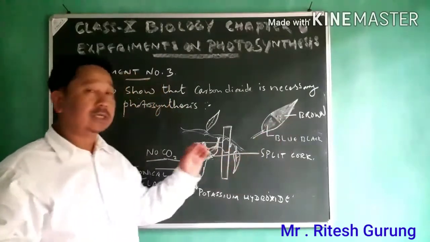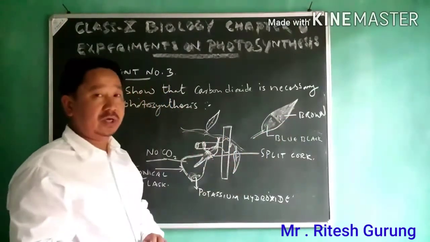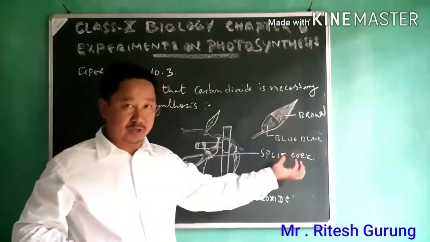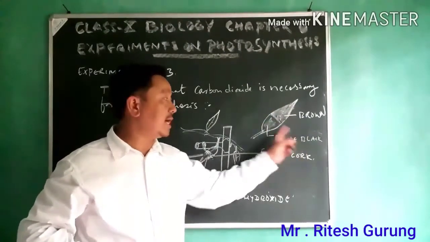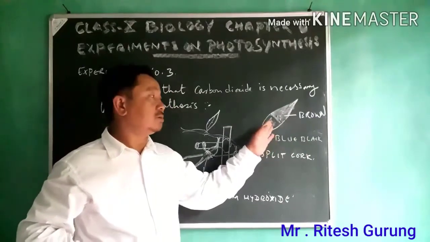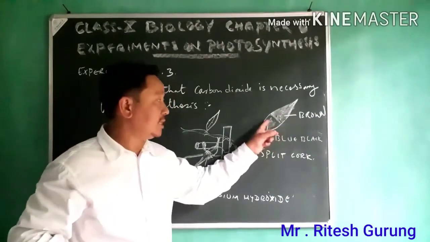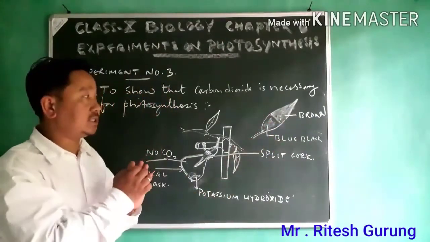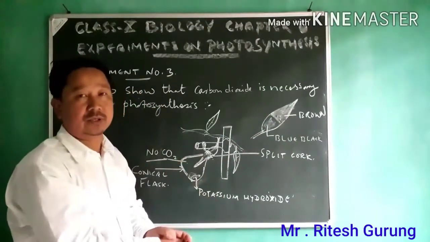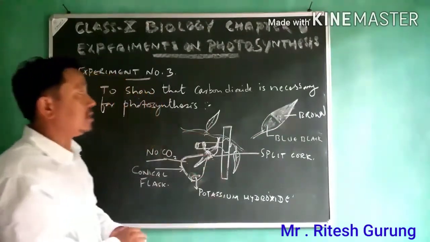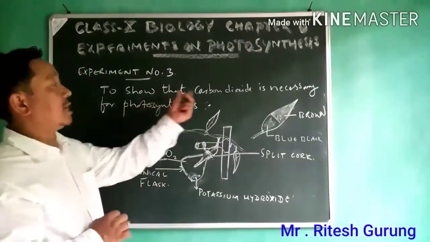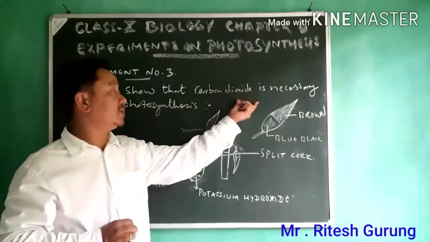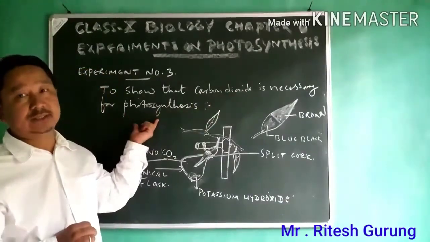But the other portion of the leaf, which was exposed to the atmosphere, you see turning to blue-black, showing the presence of starch. That means in this region the photosynthesis had taken place. So from this experiment also, what we can understand is that carbon dioxide is very much necessary for photosynthesis.